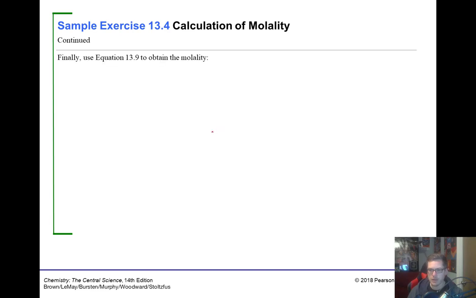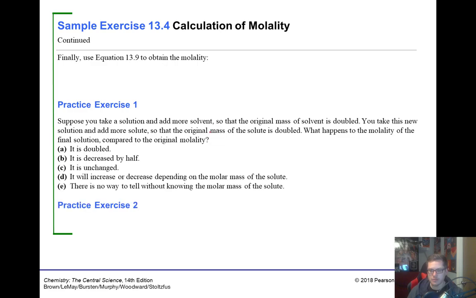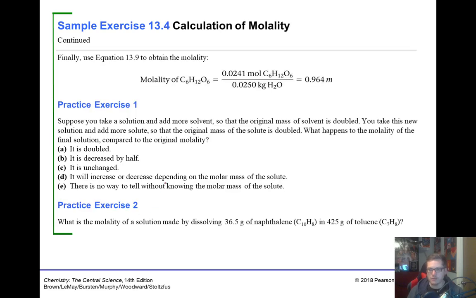All right, so calculation of molality, let's do one of these. Practice exercise 2. What is the molality of a solution made by dissolving 36.5 grams of naphthalene in 425 grams of toluene? Molality is the moles of the solute divided by kilograms of the solvent. The solvent is the one we have more of, so it's got to be the toluene. So that would be the 0.425 kilograms.